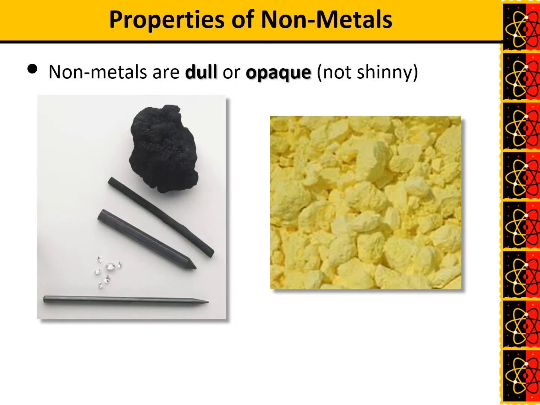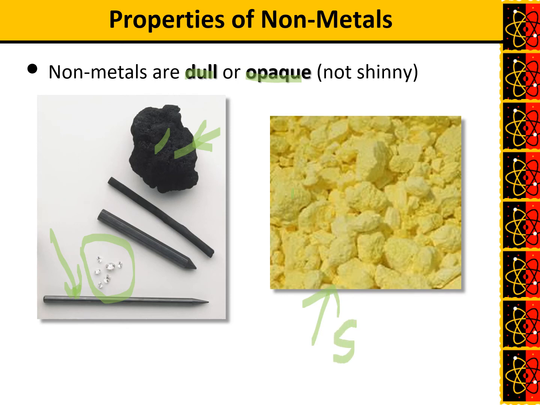One of the main differences is that the nonmetals are not shiny. They are dull or opaque. And here you have the different forms of carbon. Here you have charcoal. You have also graphite that you use every single time that you use your pencil, because the pencil is made of graphite. And in here you have another form of carbon that is produced under a lot of pressure and heat, and that is called diamond.